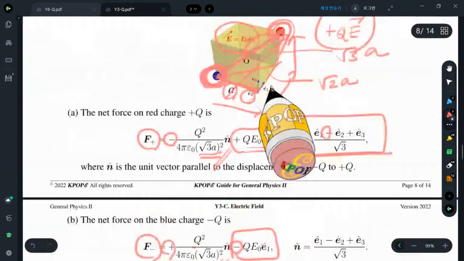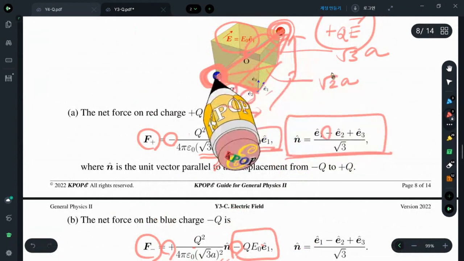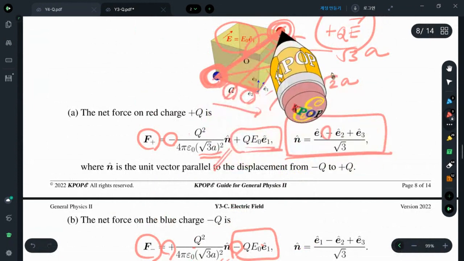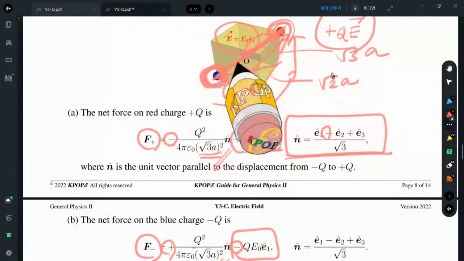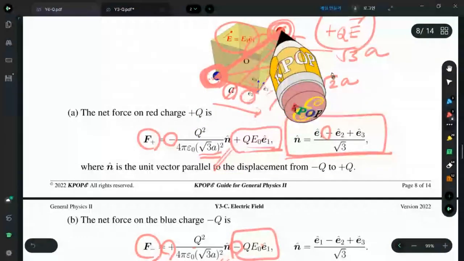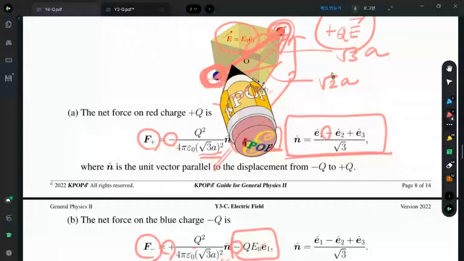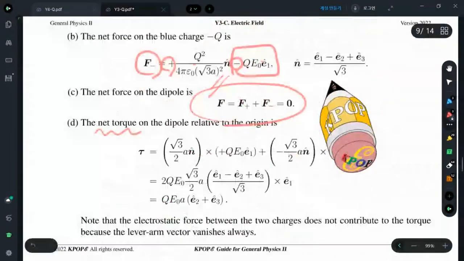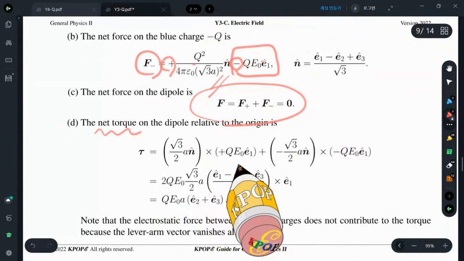There is no contribution of this force because R, the line connecting these two charged particles, is parallel to the electrostatic force due to the force shared by these two charges. That is called the central force. Any central force does not contribute to the torque at all because the cross product vanishes exactly.